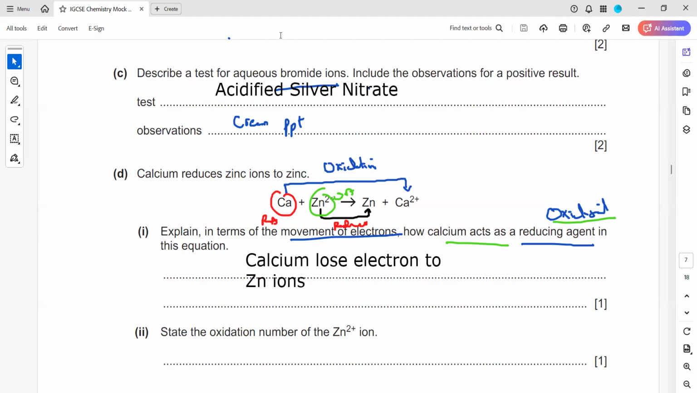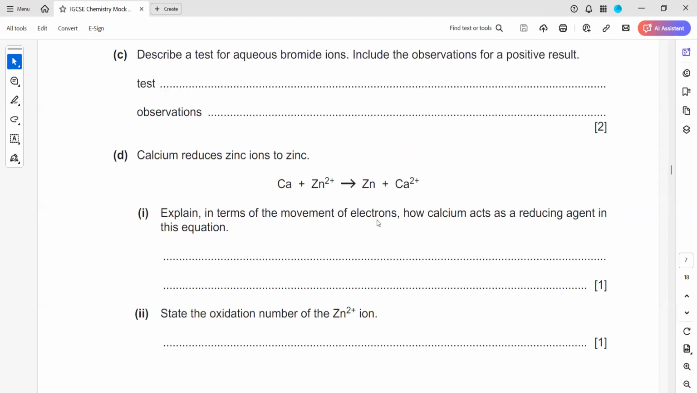State the oxidation number of zinc: +2. The charge on the ion is the same as the oxidation number, so it is 2 plus, or +2.